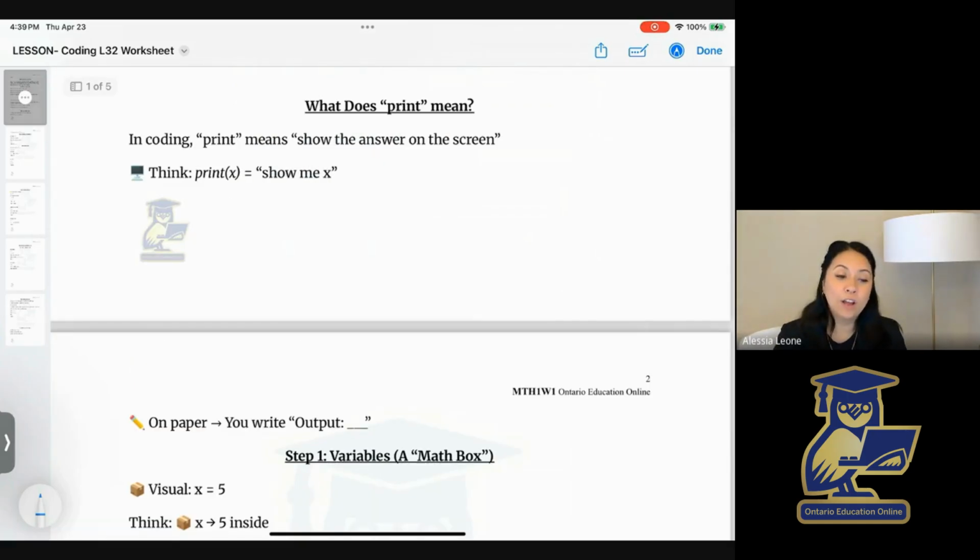Because we are not going to be coding on a computer right now, we're going to be using paper. We're going to write here. On paper, you're going to write output. Output colon is. That's how we're going to be writing it on our papers today.